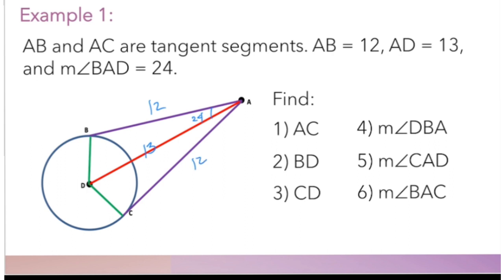So this is 12. BAD and DAC should also be congruent under Corollary 2 because they were bisected by segment AD. Other than that, what else can we find here? So AC is already 12. BD, how will you get BD? That's a question. And again, this is an application of what we have applied earlier.